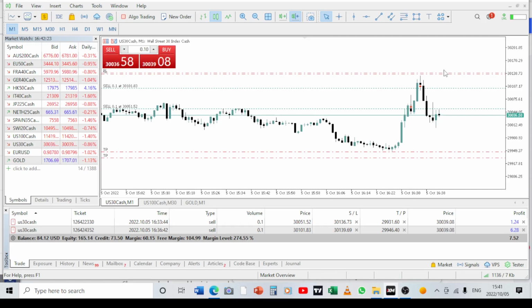Now this, I'm waiting for this to violate this level. And once it can violate this level at this point, then I can now adjust my risk. Then I can run a risk-free trade. I can then run my normal risk-free trade.